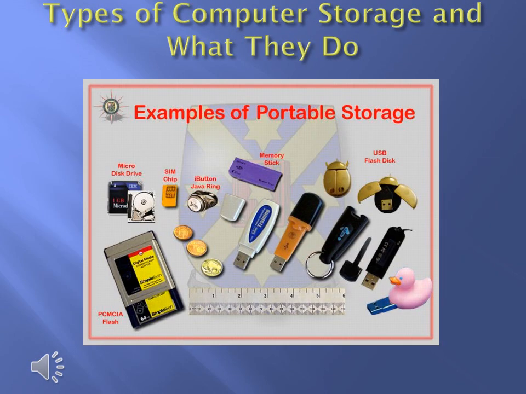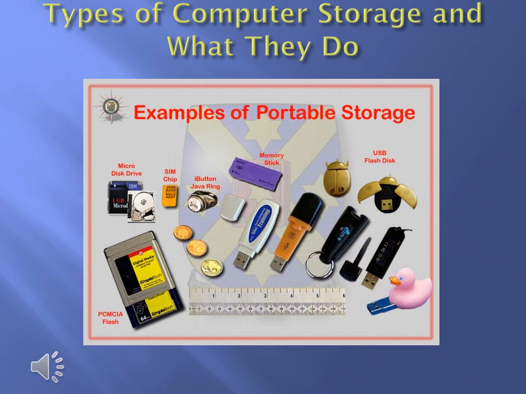Okay, so this slide here is just kind of showing you some examples of some portable storage. I'm just going to start left and go on over. You've got your micro disk drive, the SIM chip or the micro SIM card, the Java ring, which is kind of like an iButton. Those aren't very common. You've got your memory stick, and then there's a ton of different kinds of USB flash drives, and I'm just showing you the different kinds of designs that you might be able to purchase.